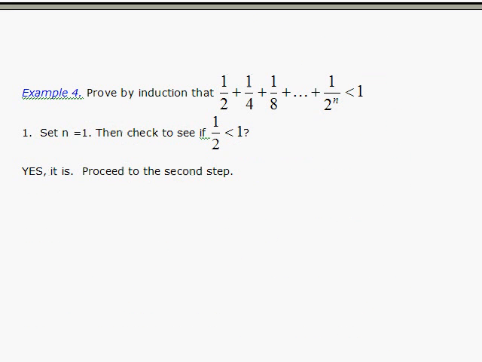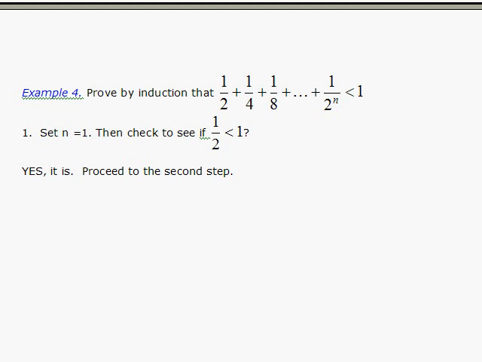I'm going to give you here one more example. It is not on the homework. It is not on the test. If you look at this, maybe you'll get a better understanding of proof by induction. If it's too confusing, just don't even look at this, right? So what I'm going to do is prove by induction that a half, a fourth, an eighth, on and on, 1 over 2 to the n is less than 1.